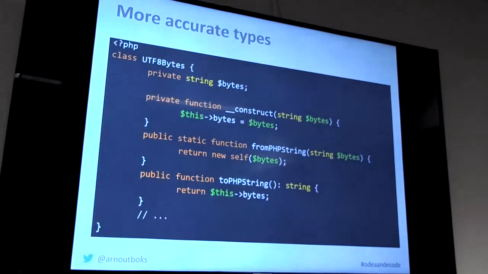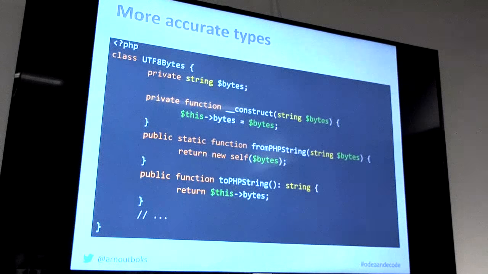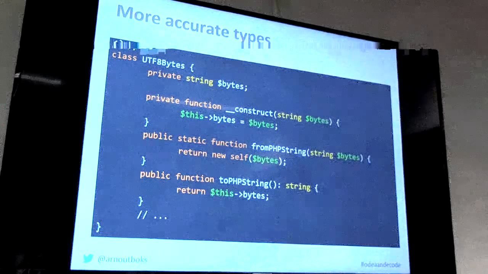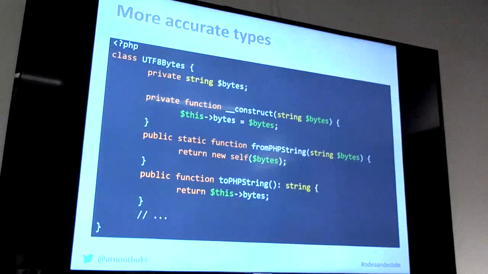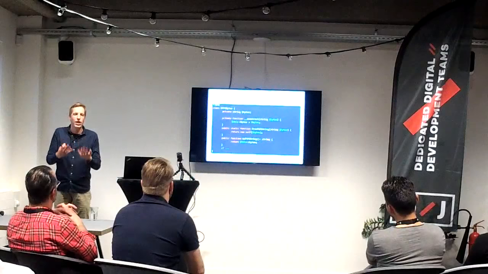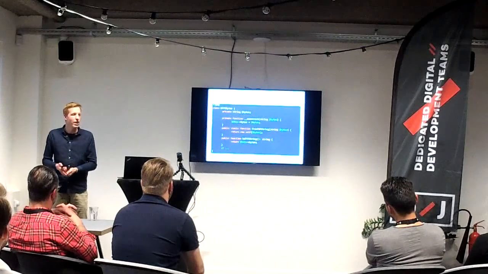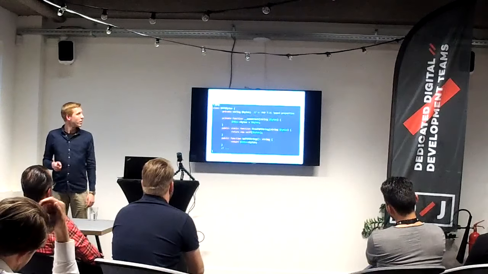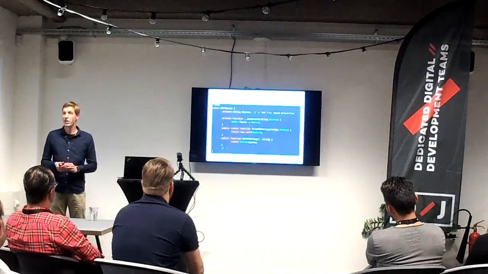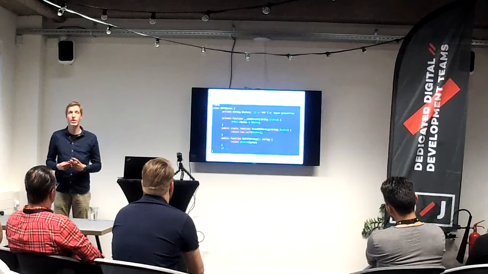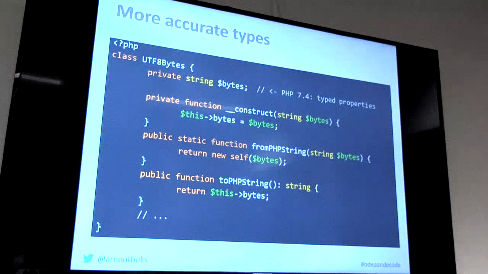So we could implement a class, which we call UTF-8 bytes, to signify byte sequences that are valid UTF-8. It has a constructor which accepts bytes in the form of a string, because we need to put a valid PHP value in it. But we make the constructor private, and we only use static constructors to create it. So we have explicitly from what we convert it or to what we convert it. And to make the slides a bit shorter, I use PHP 7.4 typed properties. In PHP 7.4, this syntax will become available, and you can assign types to your properties, which is really nice.